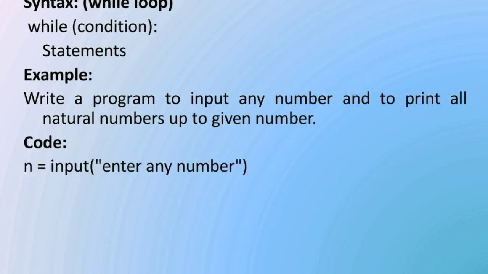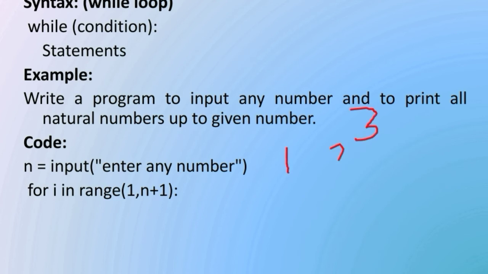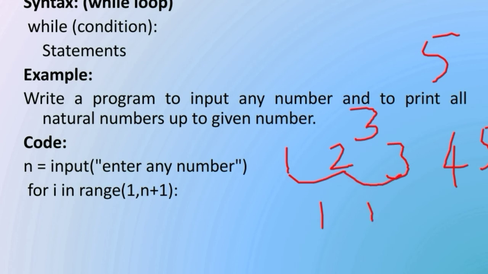That is n equal to input, enter any number. Next one. So here some steps are repeatedly executed. That is 1, 2, 3. For example, if the user enters the value 3, the output will be 1, 2, 3. If the user enters a value 5, it is 1, 2, 3, 4 and 5. So here the difference between the two values is 1. Here the difference between the two values is 1. Here 1. So some calculation is performed repeatedly.